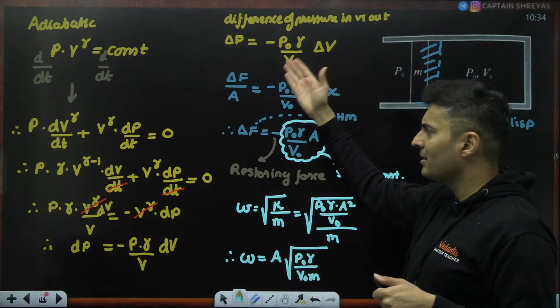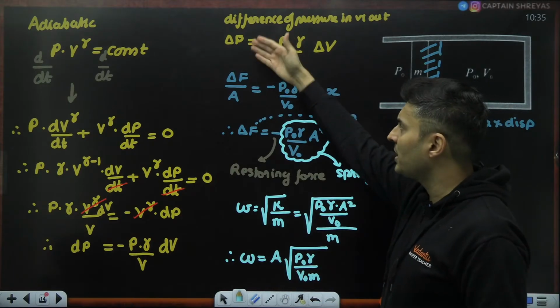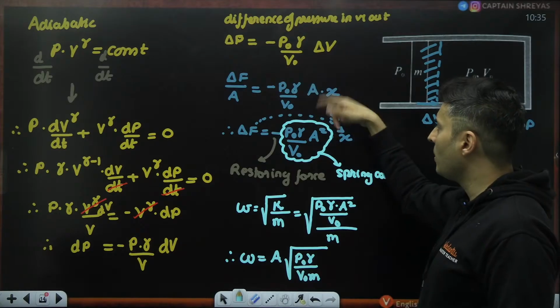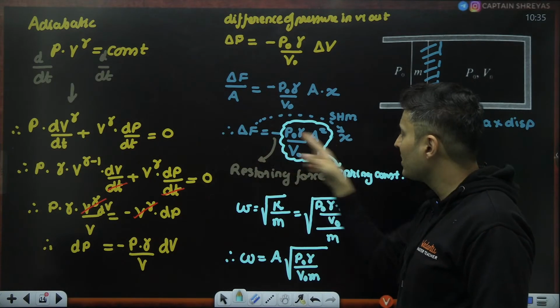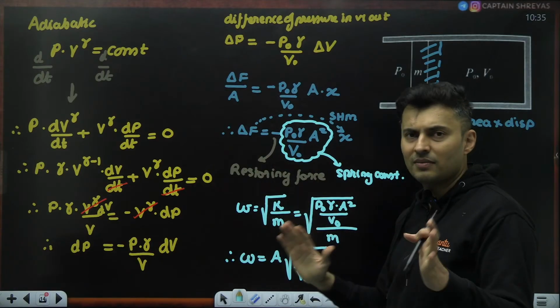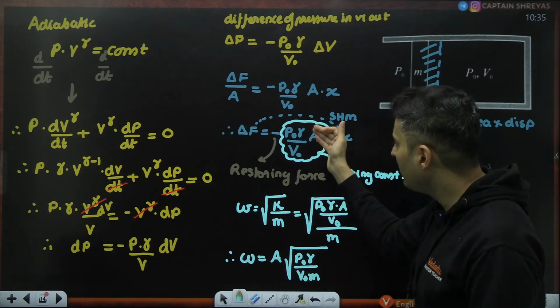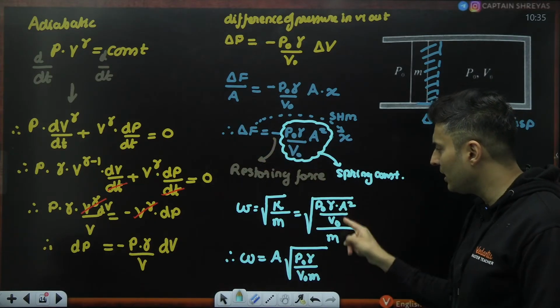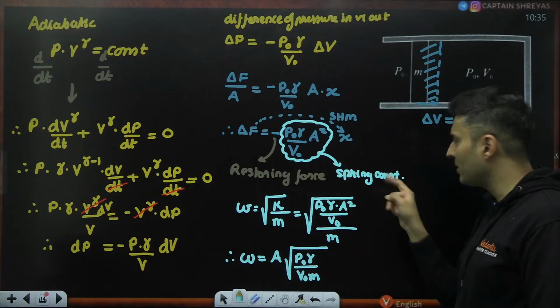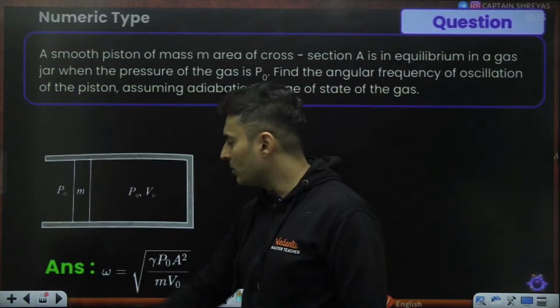And then using the simple formulas, pressure is force by area, volume is area of cross section into the length or displacement. You find force is proportional to x, negative sign just signifies restoration. That's it. Immediately compare it with spring force formula. Force is minus kx, so k is nothing but this whole thing, spring constant. Okay, that's it. You'll get the answer.